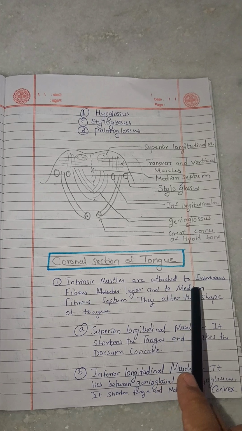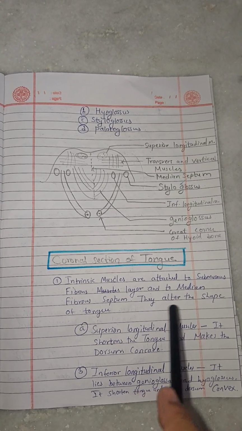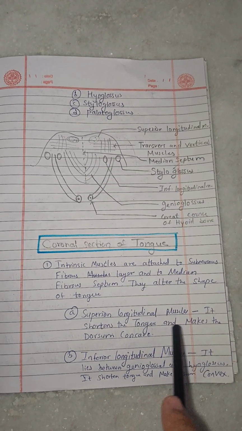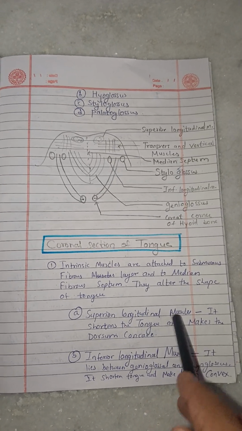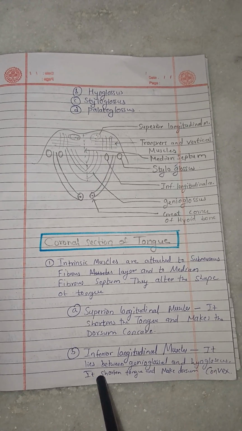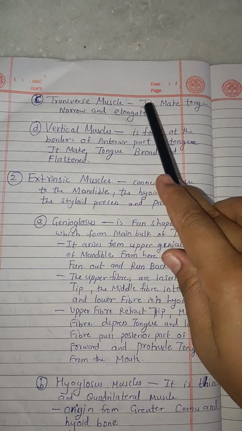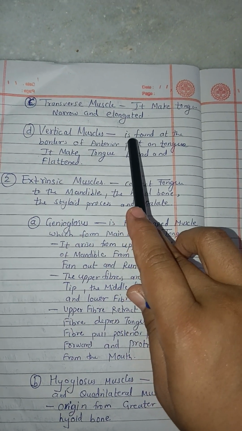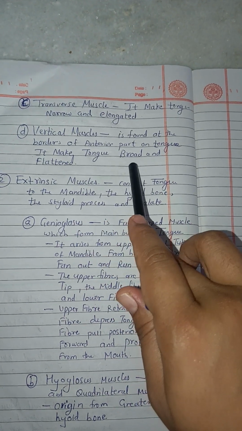The intrinsic muscles are attached to the submucous fibrous layer and to the median fibrous septum. They alter the shape of the tongue. The superior longitudinal muscle shortens the tongue and makes the dorsum concave. This is the work of the superior longitudinal muscle. Now the inferior longitudinal muscle lies behind the genioglossus and hyoglossus. It shortens the tongue and makes the dorsum convex. The transverse muscle makes the tongue narrow and elongated. The vertical muscle is found at the border of the anterior part of the tongue. It makes the tongue broad and flattened.